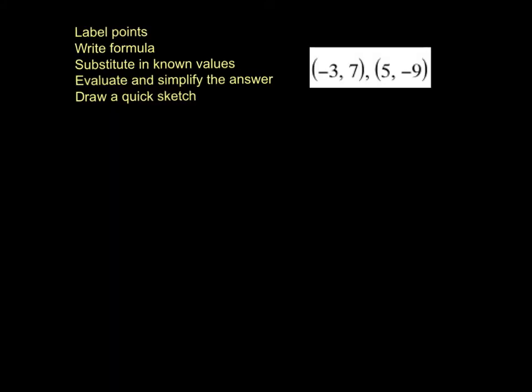Okay, your turn. Follow the simple set of directions. First, label these points, -3, 7, and 5, -9, x sub 1, y sub 1. Write the formula for the slope, substitute in your known values, evaluate and simplify your answer, draw a quick sketch. Press pause now and do all of that.